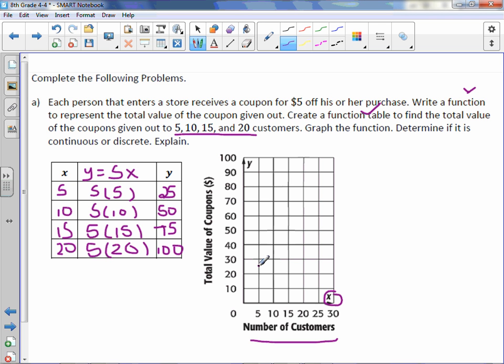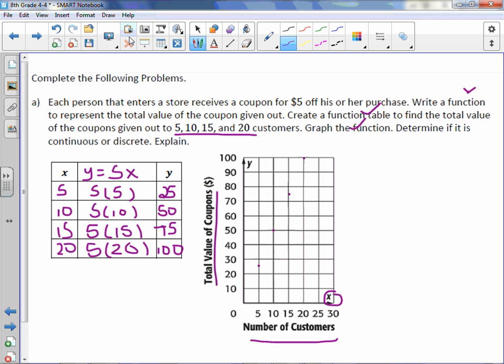25 is about there. 50. 75. And 100. We graphed it. Now determine if it's continuous or discrete. So we need to focus on our labels here. We have total value of coupons, and number of customers. Can you have anything other than a whole number of customers? You can't. There can only be a whole number of people, which means that the points are not connected.